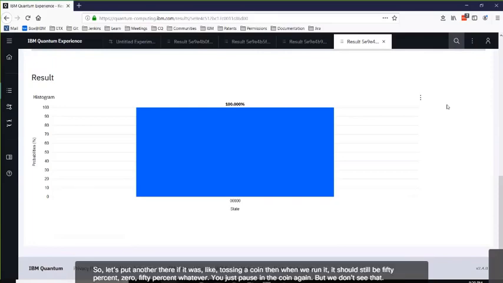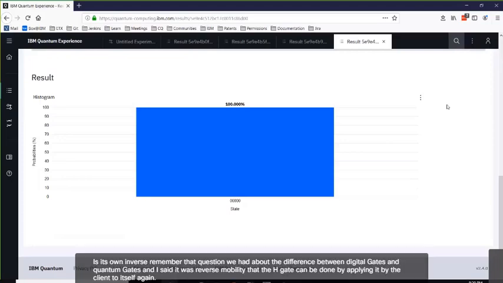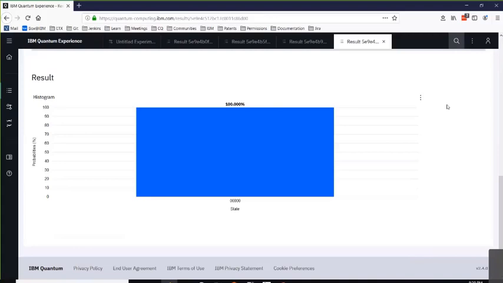So let's put another H gate there. If it was like tossing a coin, then when we run it, it should still be 50% 0, 50% 1. You're just tossing the coin again. But we don't see that. What we see is that we're at 100% 0. And that's because you're in a definite state, and it turns out that the H gate is its own inverse. Remember that question we had about the difference between digital gates and quantum gates, and I said it was reversibility? Well, it's like that: the H gate can be undone by applying it to itself again. It's its inverse.